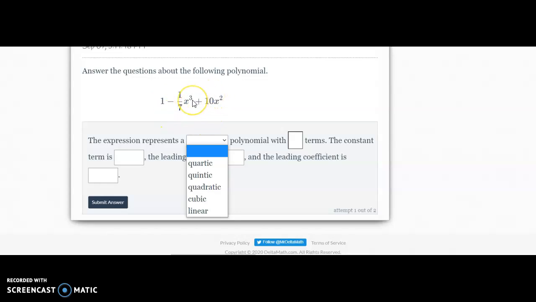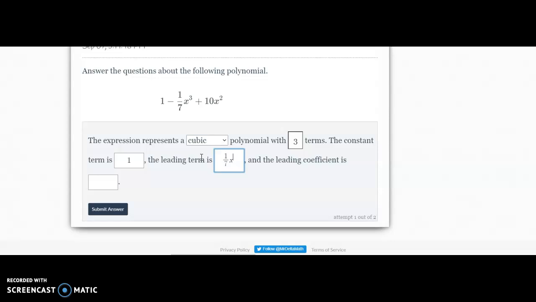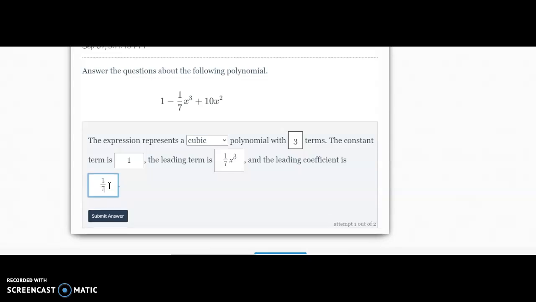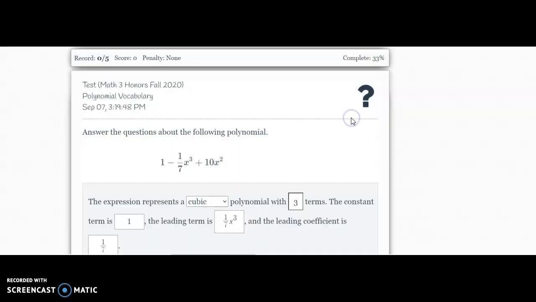The highest exponent is 3. So this would be considered a cubic polynomial with how many terms? 1 is a term, this is a term, and this is a term. So it has 3 terms. The constant term is the number that's by itself, which is 1. The leading term is, remember that the term is the whole thing, and it's the one with the highest exponent. In this case, it would be 1/7 x to the 3rd power. That's our leading term. And then it says the leading coefficient is the number in front. The number in front of that was 1/7. So that's how you answer that question.